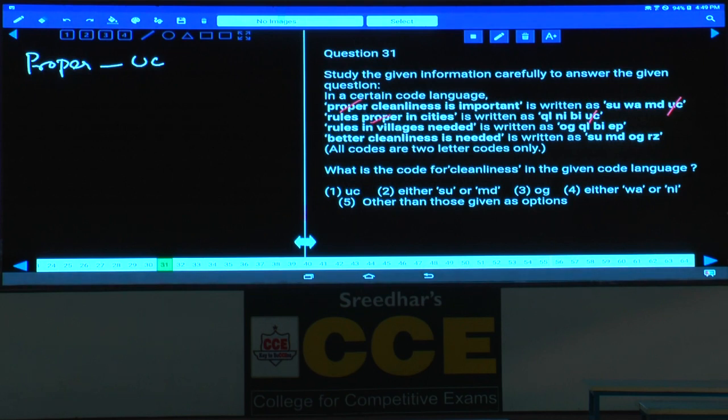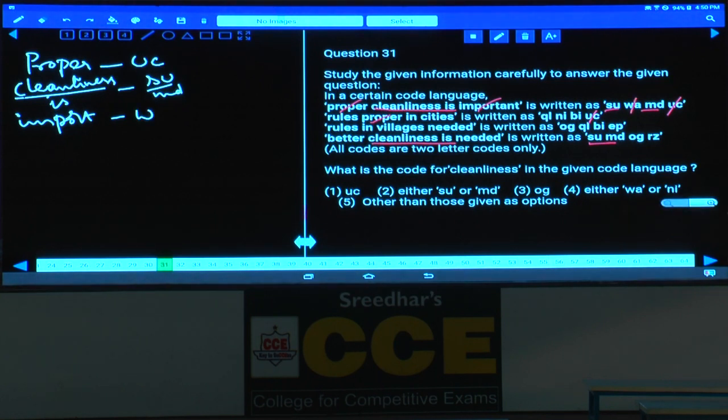Then if you compare the first one and the fourth one, what are the words which are common here? Cleanliness and ease are the two words which are common. As two words are common, how many codes are common here? There are 2 codes which are common. What are the codes? SU and MD. SU and MD are the codes for these two in any order. Then in the first statement, what is the word which is left over? Important. And the code which is left over is WA. The code to the word important is WA.